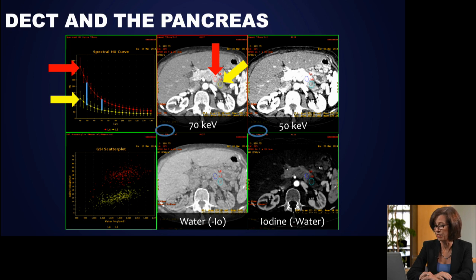We'll talk about that in just a minute, but I also want to point out on the bottom row, you see the water and iodine basis pair. And these are post-contrast images.